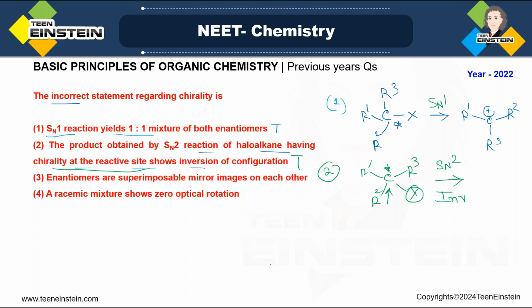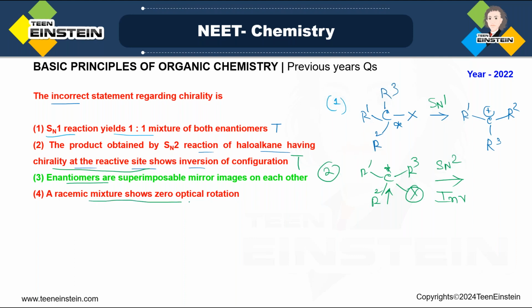Number 3, enantiomers are superimposable mirror images of each other. Now they have a mirror image relationship, but it is not superimposable. Just like our hands, the left hand and right hand are mirror images of each other, but when you try to place the right hand on the left hand, your thumb direction will be on opposite sides. Just like that, molecules are also not superimposable. So this is actually the incorrect statement, and that is why option 3 will be correct.